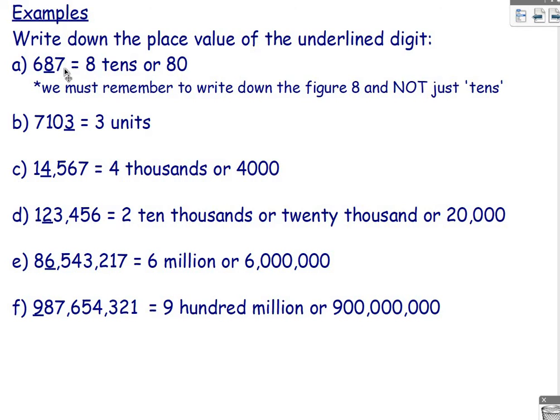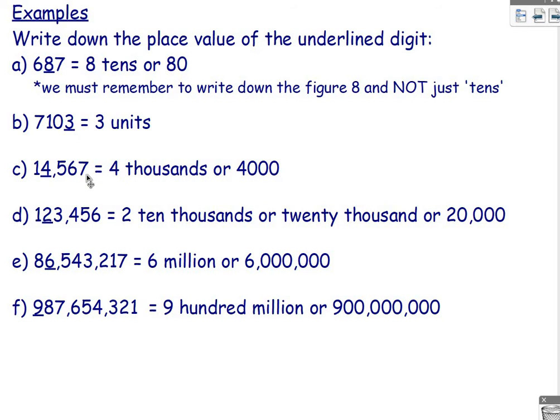So, remember the decimal point is here. So that means units, tens. So the 8 has got a place value of 8 tens or 80. It doesn't matter whether you write it as words or figures, but you must remember to write down the figure 8 and not just tens if you're going to use the words. So you mustn't write down just tens, you have to write 8 tens, or else you can write down 80. For this one, decimal point, that's units, so it's 3 units.